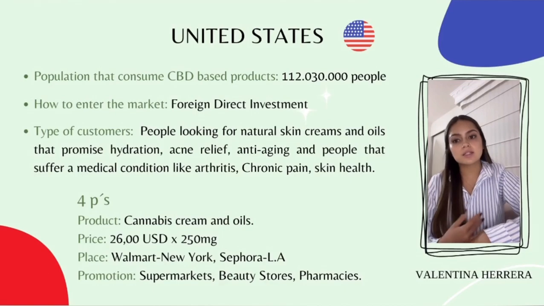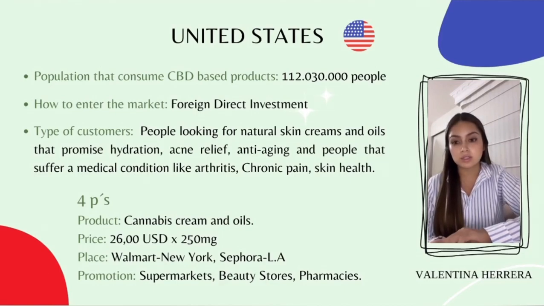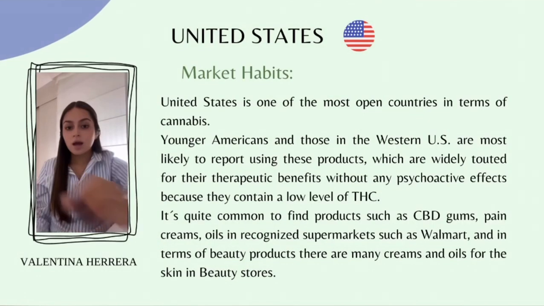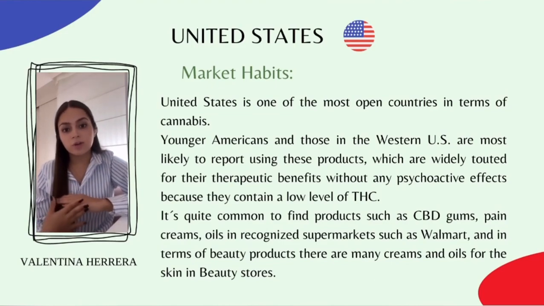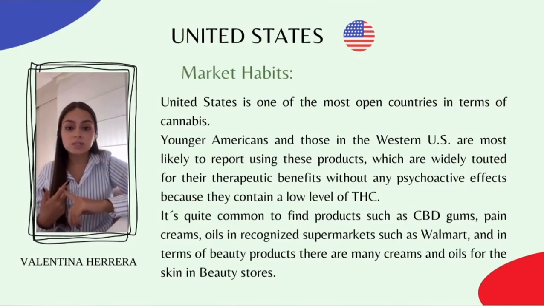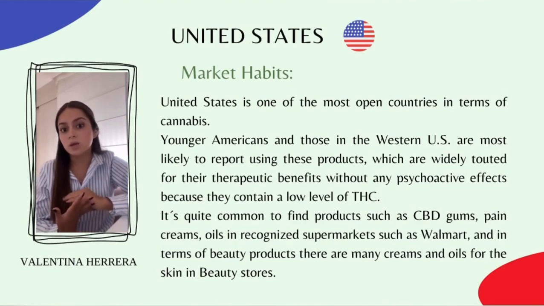The four P's are the same as in the other countries. In the United States, they are looking for stores like Walmart and Sephora. About market habits, this is one of the most open countries in terms of cannabis taboos for these products, starting with recreational weed, which is legal in many states and very common to see in the streets. Talking about medicinal products, they have a wide market and it's quite common to find products such as CBD gums, pain creams, and oils in one of the most recognized supermarkets like Walmart.